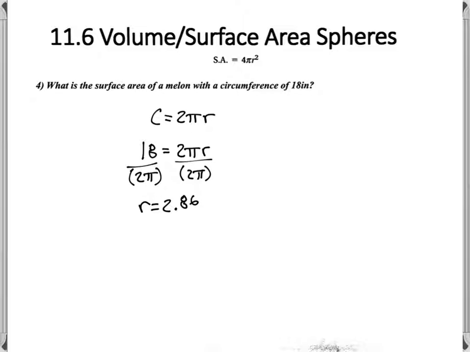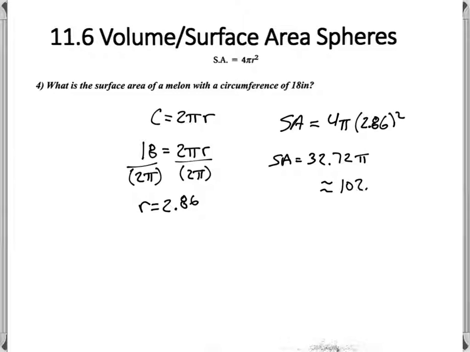Now using the radius, we find the surface area, which is 4 pi times our radius squared, so 2.86 squared. So in this case, when we multiply all of this out, we should get a surface area of about, well, let's just multiply it in terms of pi, 32.72 pi, or if we want to multiply it all the way out, we get right around 102.9 inches squared.